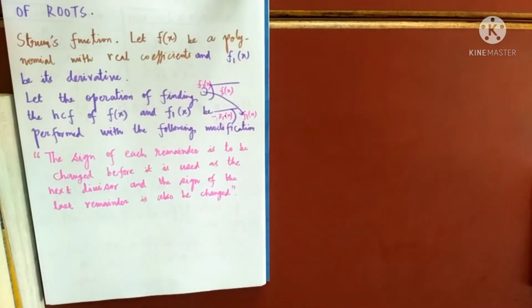So up to here is very simple. We are performing the operation to find f(x) and f1(x), the polynomial and its derivative, in a slightly modified manner. The modified manner being, we change the sign of the remainder before taking it as the next divisor, and we also change the sign of the last remainder.